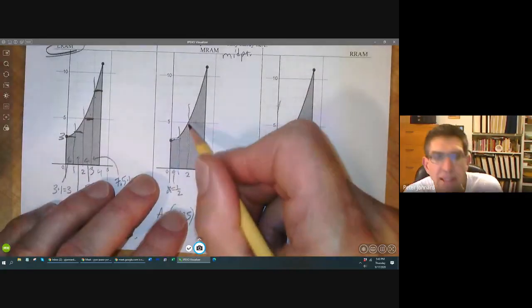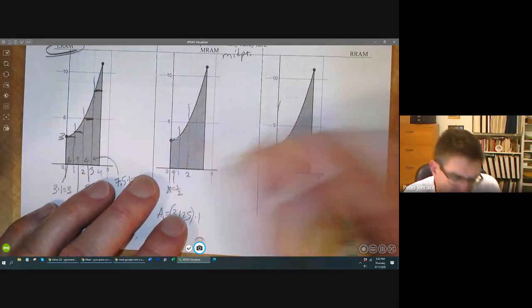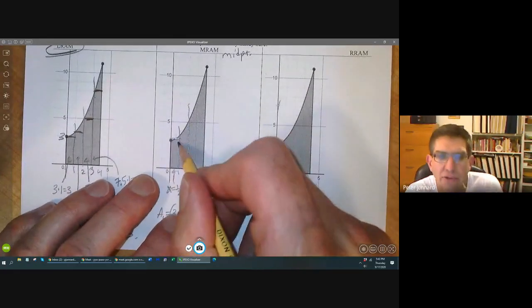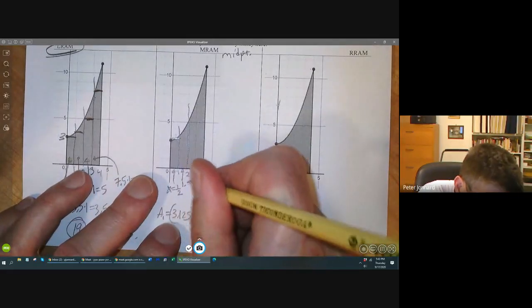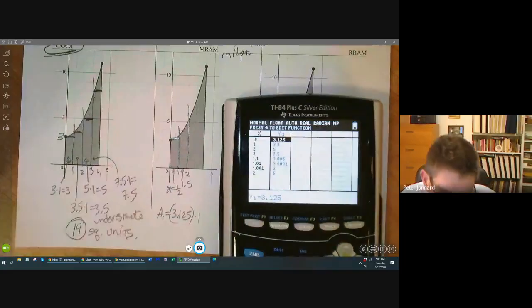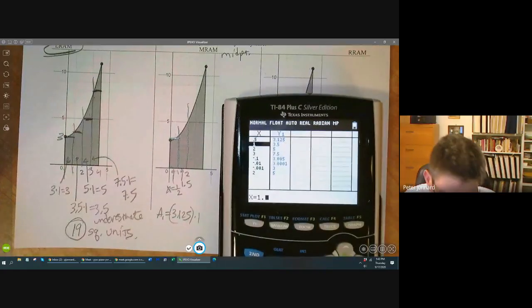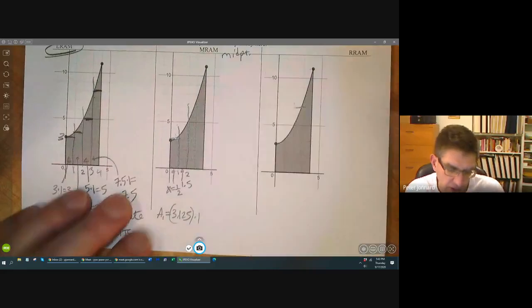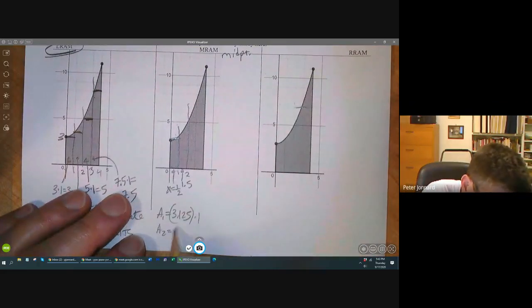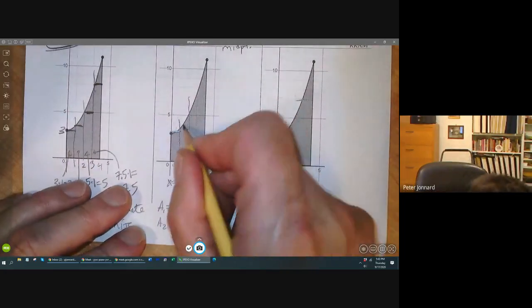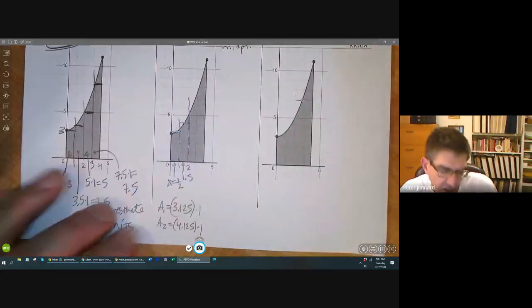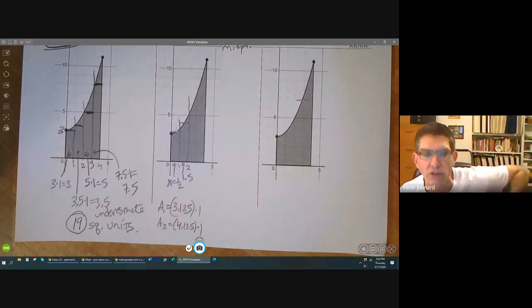This is not a segment, so we're not looking for the midpoint of the segment. We're not looking for the midpoint in the y direction. We're looking for the midpoint in the x direction, and that would be x is 1.5. So for that next rectangle, I would type in 1.5 here, and that is a height of 4.125. So that second area is 4.125 times 1, because that's the area of a rectangle, base times height. And so let's see, 4.125 is right in there. So that second area is 4.125.